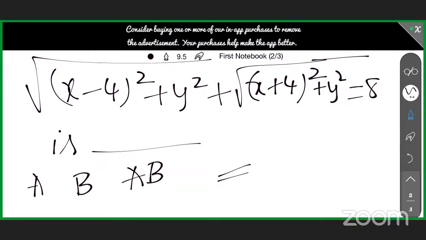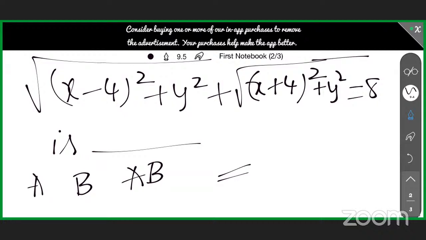AB is 8, sir. AB is 8, correct answer, but I want what kind of curve it is. No, wrong. AB has to be 8, because the points are how much? 4, 0 and minus 4, 0. Yes or no? A will be 4, 0, B will be minus 4, 0.